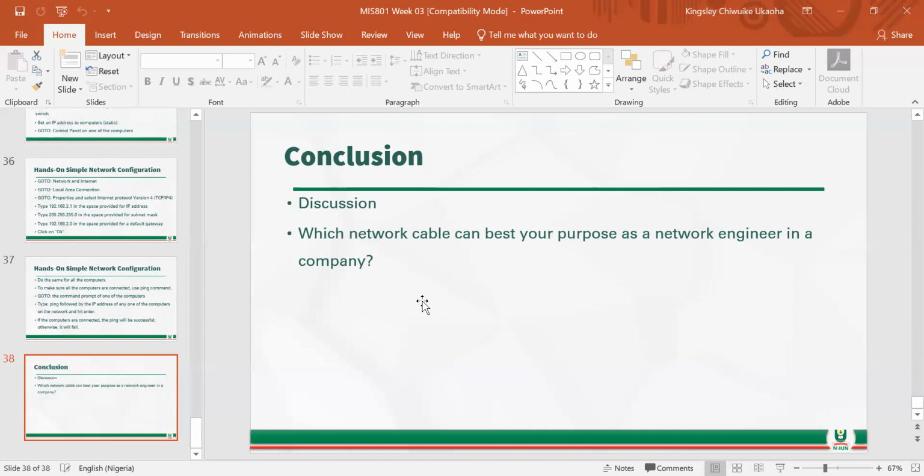Any of the ladies to talk? None of them have spoken at all. Any of the ladies? Later they say I'm not giving them opportunity to talk. Any of the ladies can also contribute. Which network cable can boost your purpose as a network engineer? Okay, sir. I believe some of them are in transit, so they might not be able to speak right now, but maybe they might type it. Okay. Do we have any question? Any question to ask on our own before we terminate?